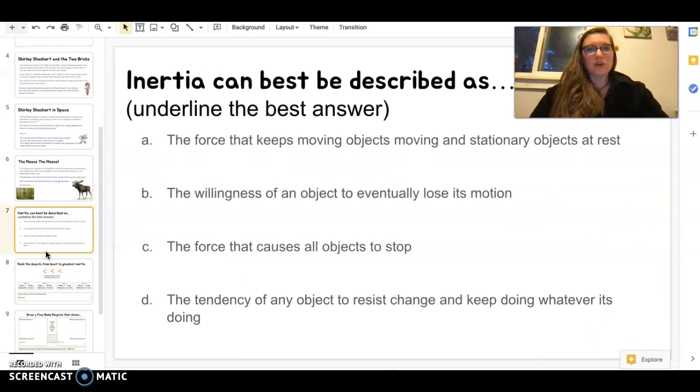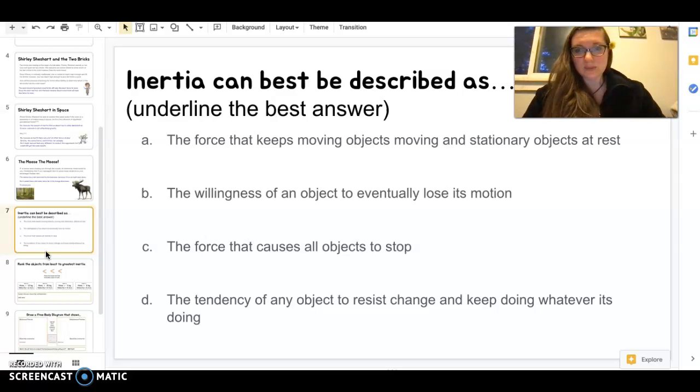Okay, so inertia can be best described as, and there's two good answers here, but there's one that's the best. So is inertia the force that keeps objects moving and stationary objects at rest? Is it the willingness of an object to eventually lose its motion? Is it the force that causes all objects to stop? Or is it the tendency of any object to resist change and keep doing whatever it's doing?